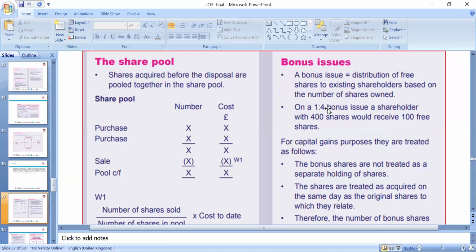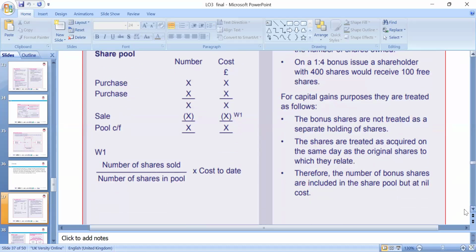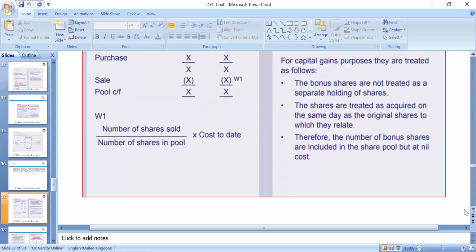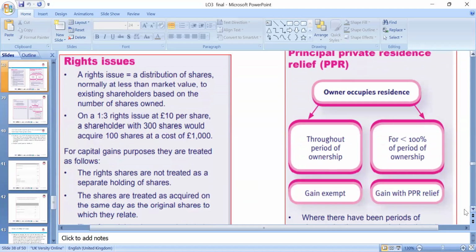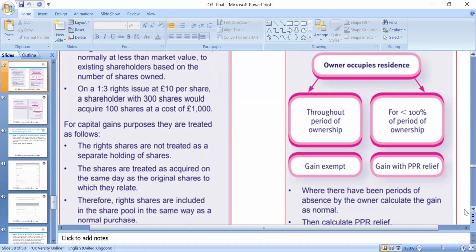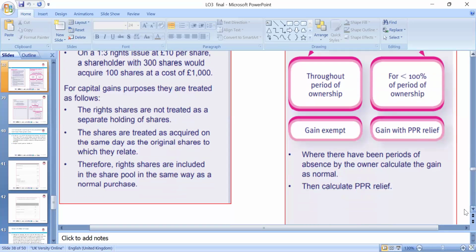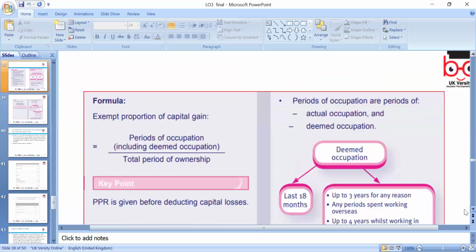And maybe sometimes the issue can be bonus shares. So of course, technically you do not generate any money from it. So those we need to look around. If you are buying and selling shares, those need to be treated as a total part of your shares. So like here, the rights issue, 1 in 3, £10 per share. The shareholder with 300 shares would acquire 100 shares at the cost, and then of course we have to pool them all, and then look around the period of ownership and what gain we have and what relief we can claim against it.